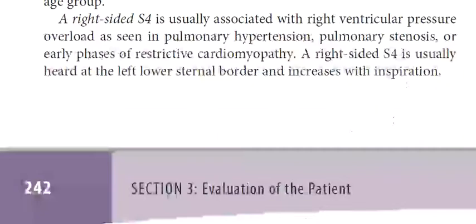A right-sided S4 is usually associated with right ventricular pressure overload, as seen in pulmonary hypertension, pulmonary stenosis, or early phases of restrictive cardiomyopathy. A right-sided fourth heart sound is usually heard at the left lower sternal border and increases with inspiration. Now, third heart sound.